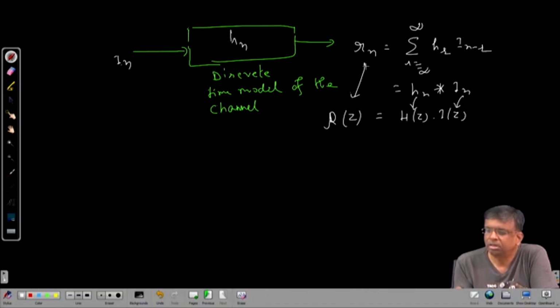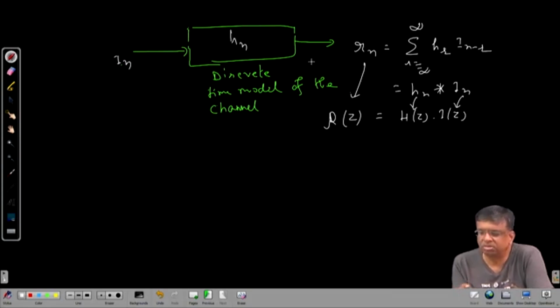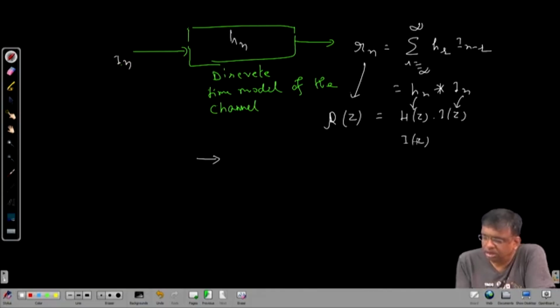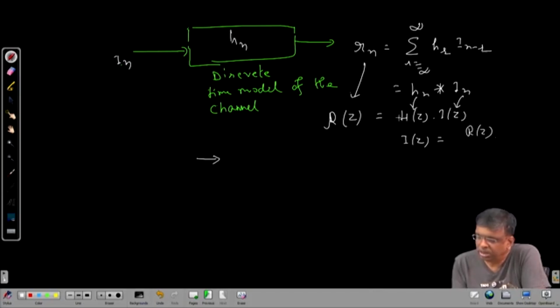So, we have to get back from the received samples, by doing some mathematics, some algorithm, some operation, we have to get back In. So, in Z transform it looks like this, which means Iz is what you want. In time domain you want In, in Z domain it is Iz, they are equivalent. But Iz is what you want, Iz is equal to Rz by Hz. So, Rz into 1 by Hz.